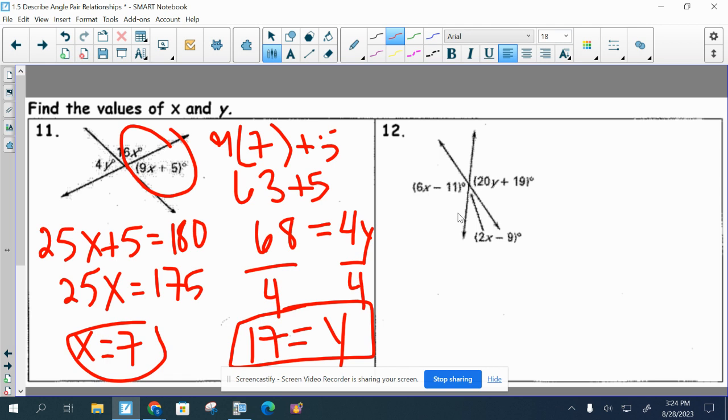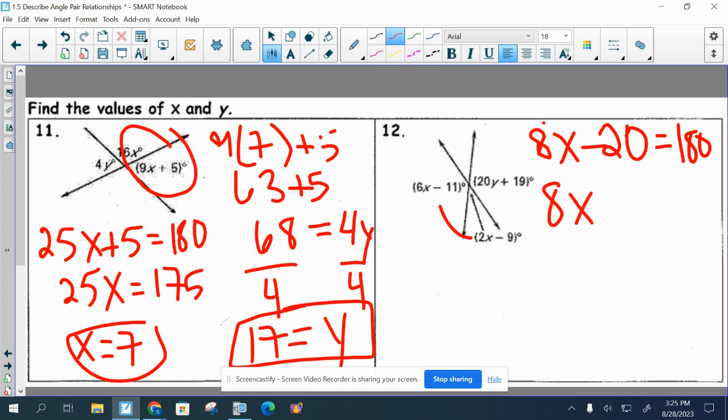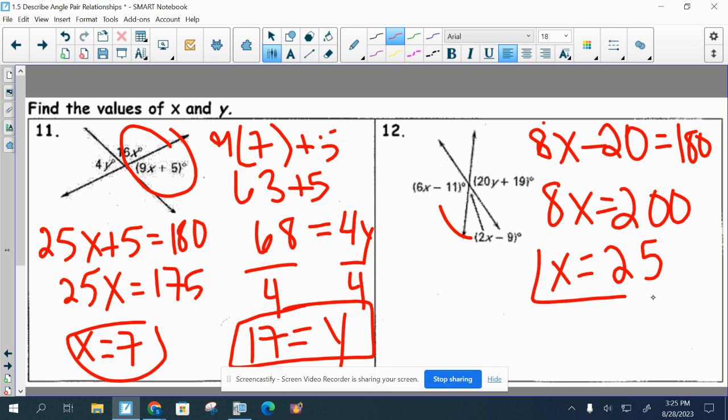Okay, and gotta do the same thing for this one. So add these up to equal 180. So that would be 8x minus 20 equals 180. If I add them up together first, and then add 20 over, so 8x equals 200. So x equals 25. If I plug 25 back in, that would be 6 times 25, which is 150. 150 minus 11 is 139.